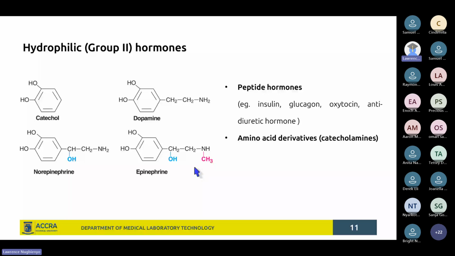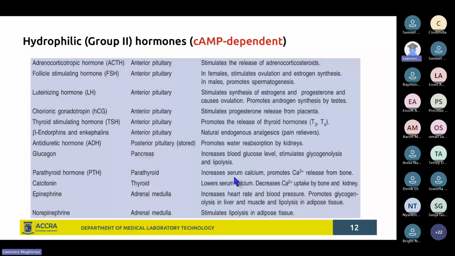All right, now the hydrophilic hormones, we subdivide them. We can classify them into three subclasses. And the first class are those hormones that have what we refer to as the cyclic adenosine monophosphate as a second messenger. What does that mean?